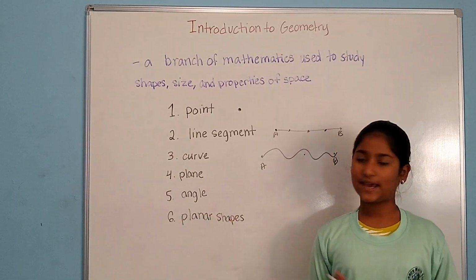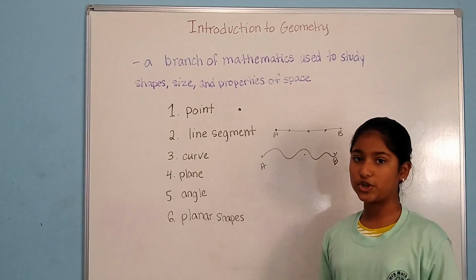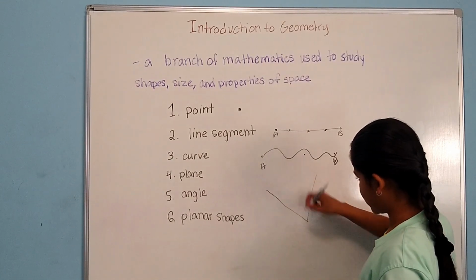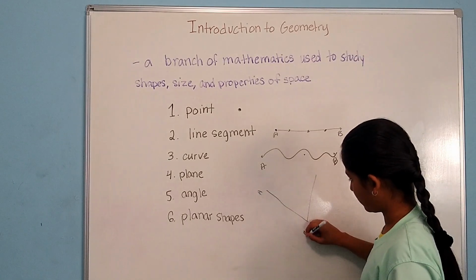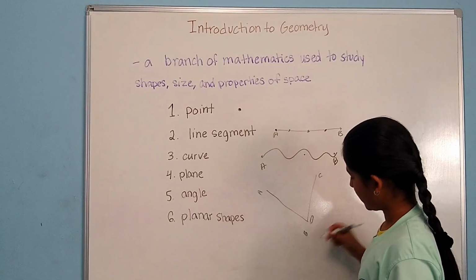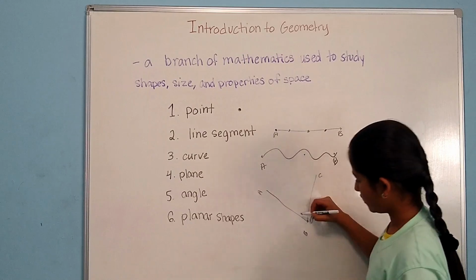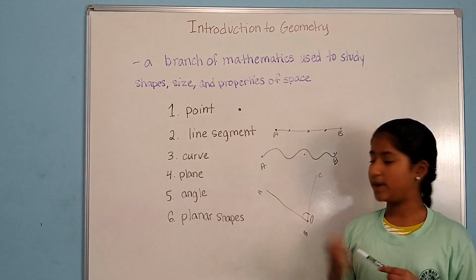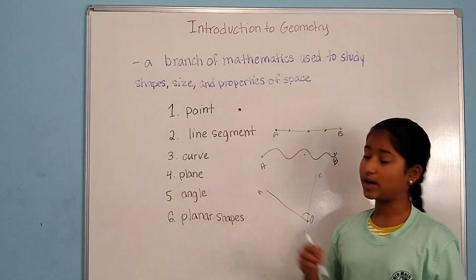And number 5 is an angle. And an angle is used to measure deviation, not distance. So let's say we have 2 line segments, AB and then CD, and it intersects right here. And we have an angle formed right here. This angle is used to measure deviation. Let's go to number 5.